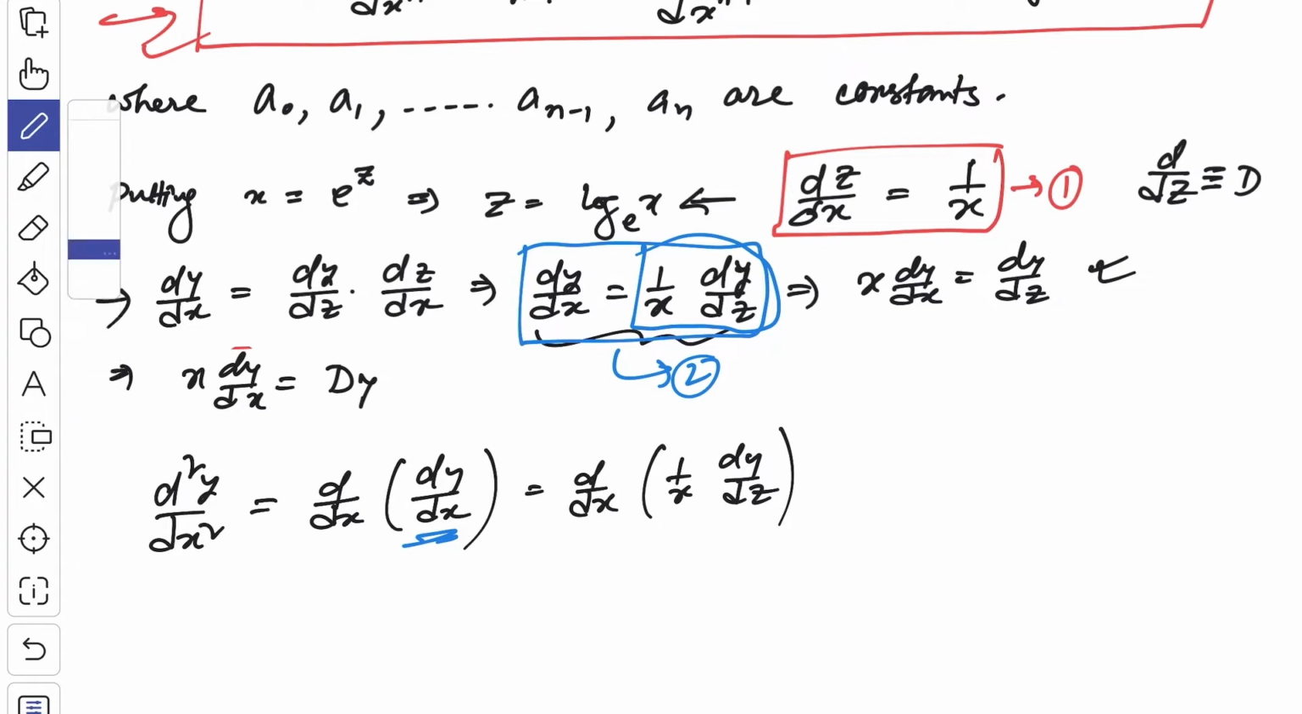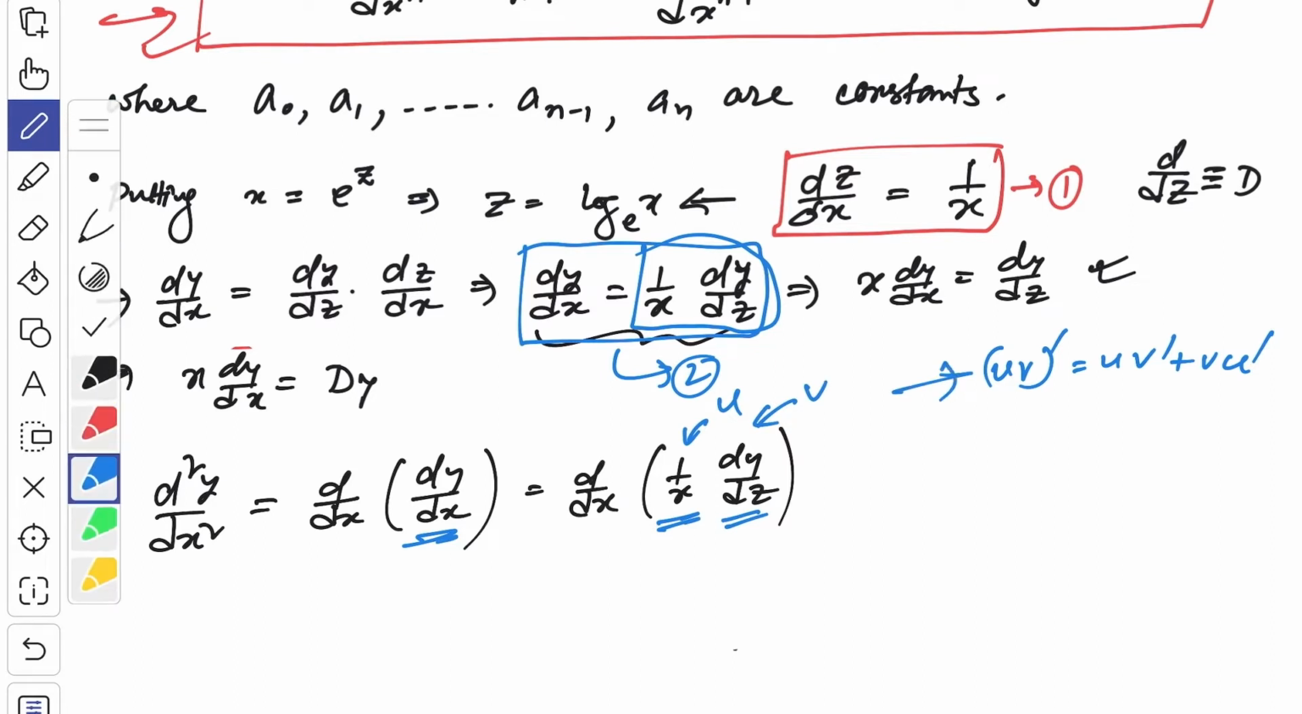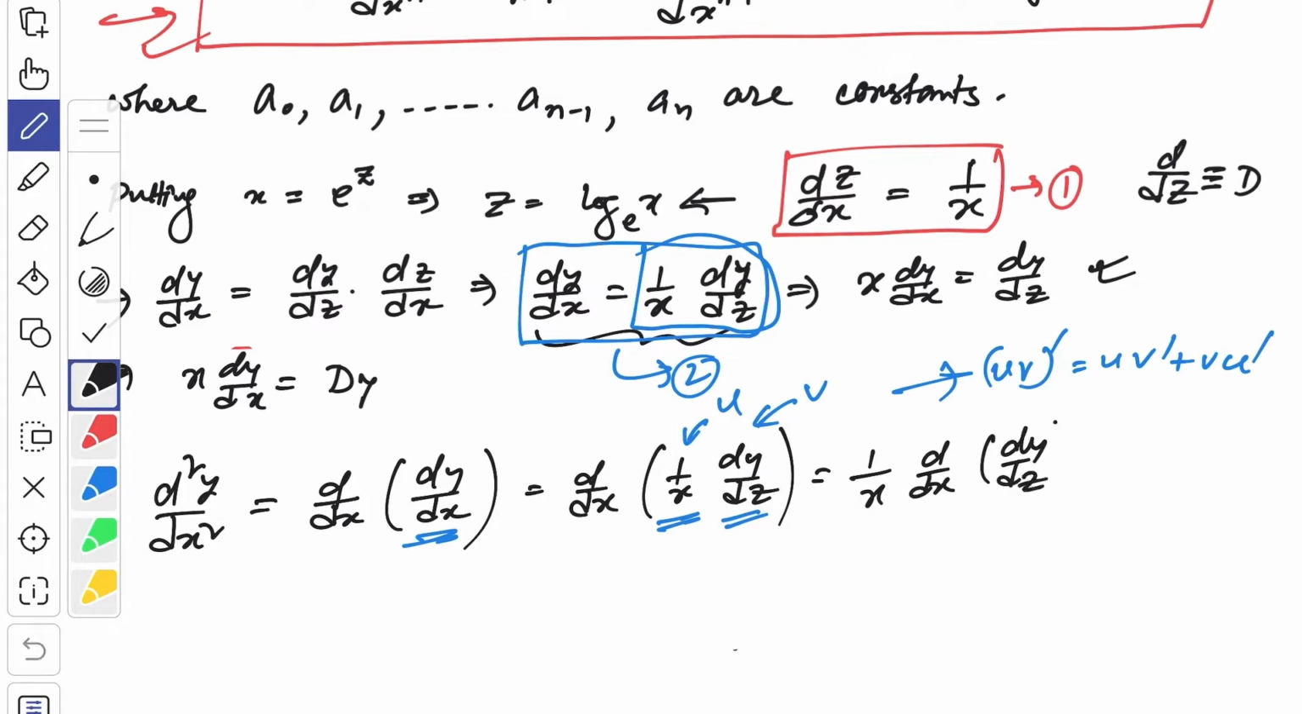Here let us consider 1 by x as u and dy by dz as v, and apply the product rule: derivative of u times v is u times derivative of v plus v times derivative of u. According to that rule, first function, 1 by x, times derivative of the second function, d by dx of dy by dz, plus the second function, dy by dz, times derivative of the first function, d by dx of 1 by x.